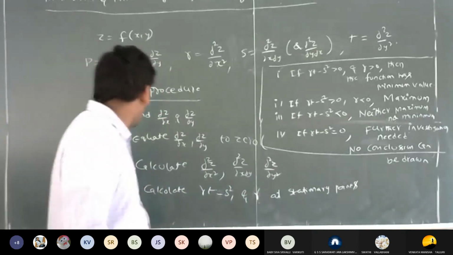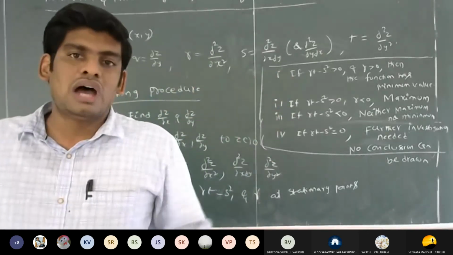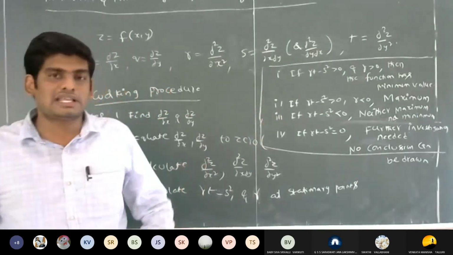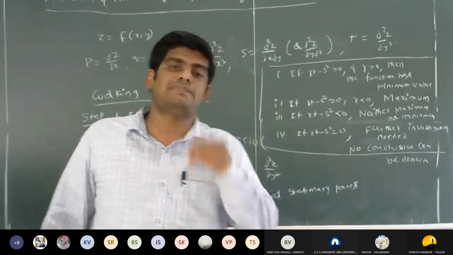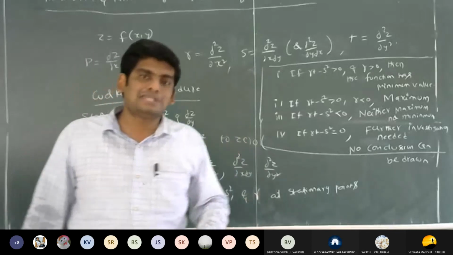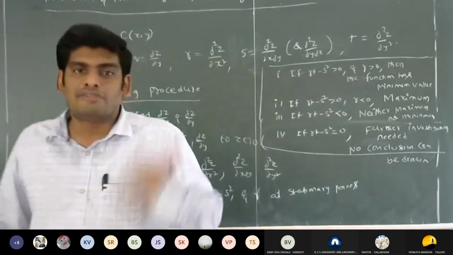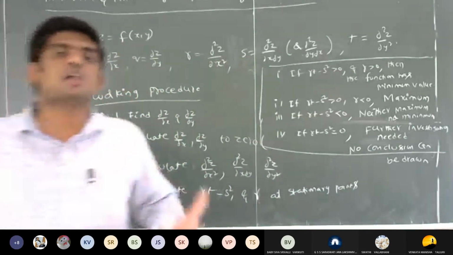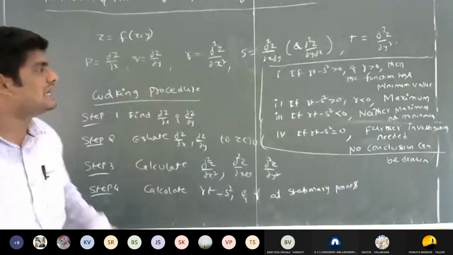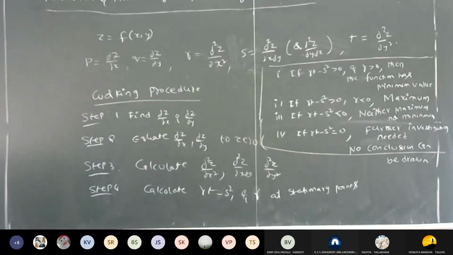Therefore, in the fourth step, we have four subcases. One: if RT minus S square is greater than 0 and R is greater than 0, the function has a minimum value. If RT minus S square is greater than 0 and R is less than 0, the function has a maximum value. If RT minus S square is less than 0, the function has neither maxima nor minima. The last one: if RT minus S square is equal to 0, further investigation is needed or no conclusion can be drawn. So this is the working procedure for calculating the maximum or minimum value of a function of two variables.